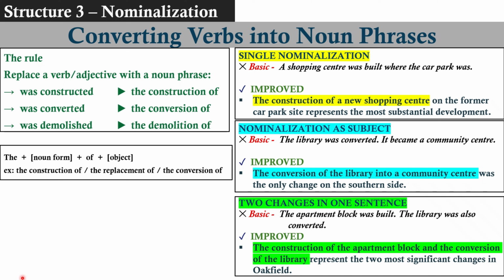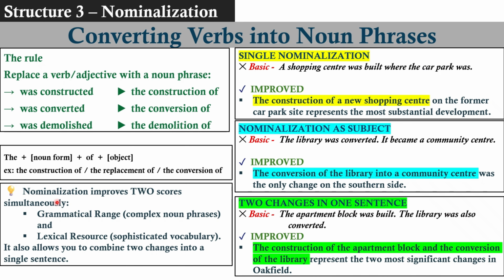So, remember that nominalization can improve two IELTS criteria at the same time. It strengthens grammatical range and accuracy by introducing more complex noun phrases, and it strengthens lexical resource by using more sophisticated vocabulary. For this reason, it is one of the most useful tools to achieve a higher band score.